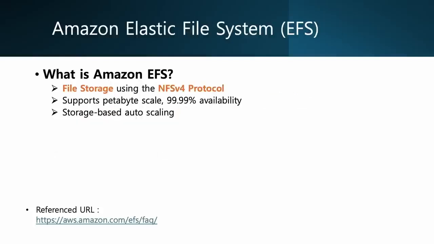Next, let's learn about EFS, a file storage. EFS is a file system that uses NFS v4 protocol. This storage supports petabytes and provides 99.99% availability. It also provides storage-based auto-scaling capabilities, allowing you to automatically adjust capacity based on usage.